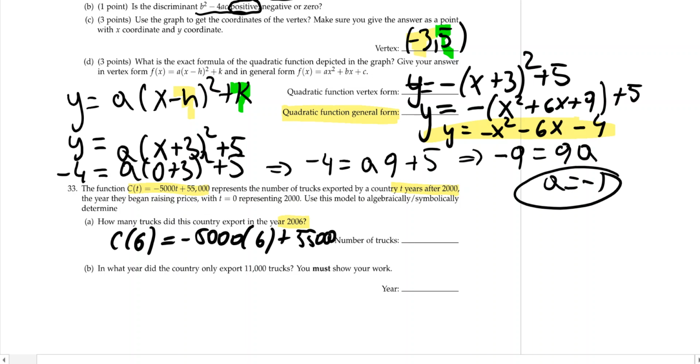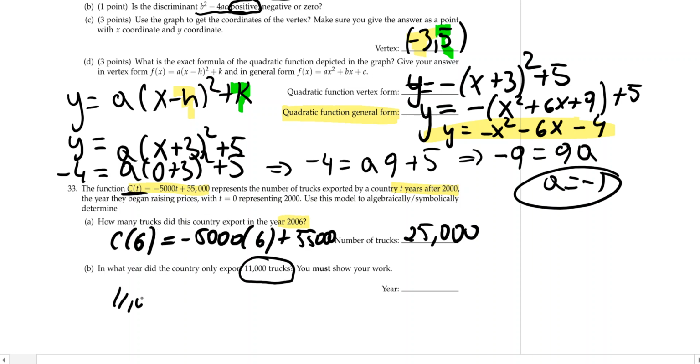So -5,000 times 6 plus 55,000, you get 25,000. So in 2006 there were 25,000 trucks exported. Now in what year did the country export only 11,000 trucks? That means that this equals 11,000.